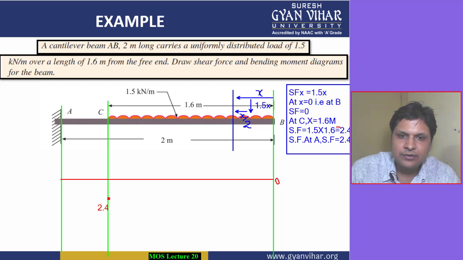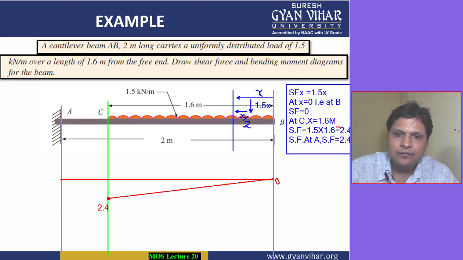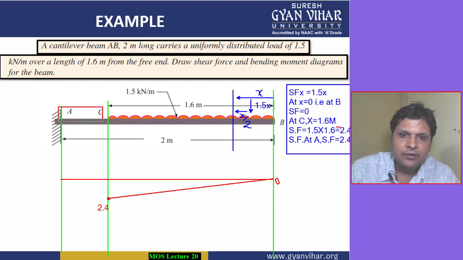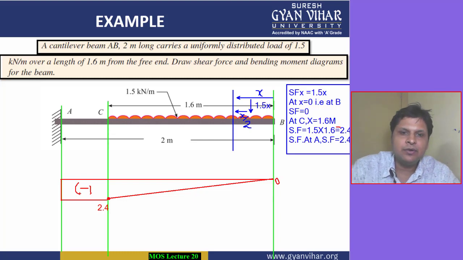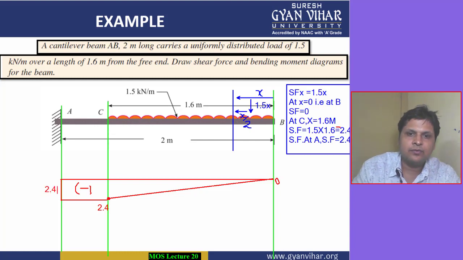Then join this with this. Then the next is, you don't have any load from C to A. From C to A you don't have any load, so in this portion you will draw a horizontal line. There is no load, so this becomes your shear force diagram, students. Here on the right hand side, what is the value which you have obtained? It is also 2.4. In this way, you have drawn the shear force diagram, students.